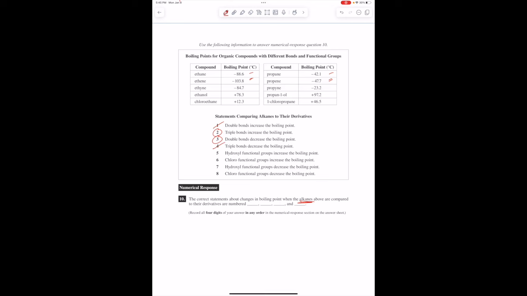Hydroxyl functional groups increase the boiling point. Well, they better, because that's hydrogen bonding. That's these. So, yeah. Chloro functional groups, yeah, they do increase the boiling point compared to the alkane. Yes. Hydroxyls decrease? No. Chloros decrease? No. So 2, 3, 5, 6.